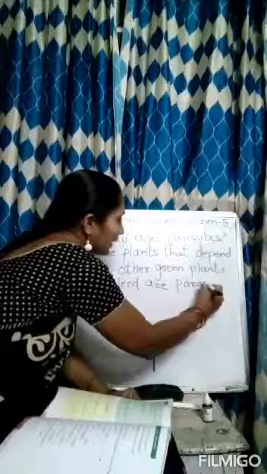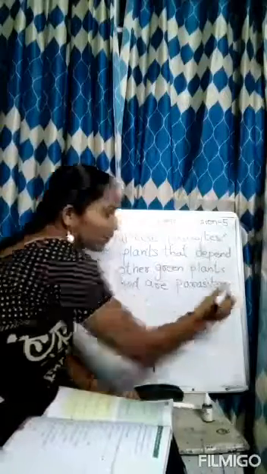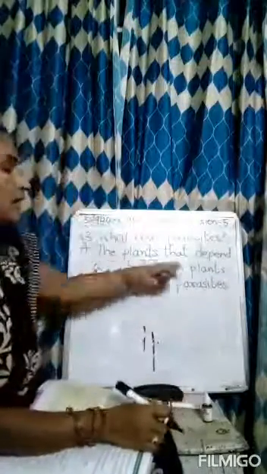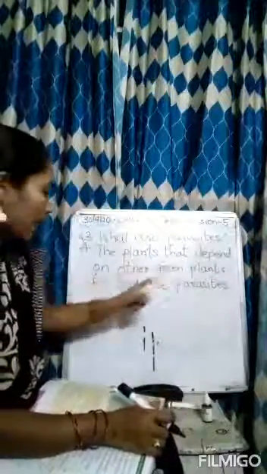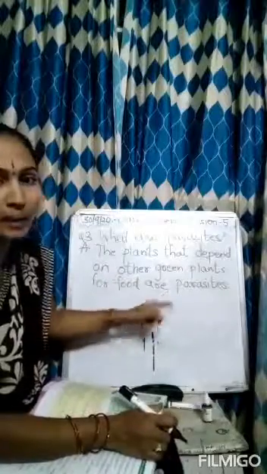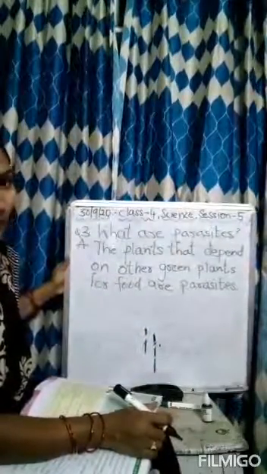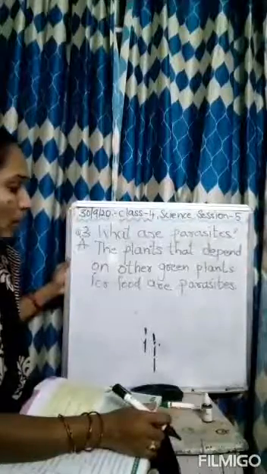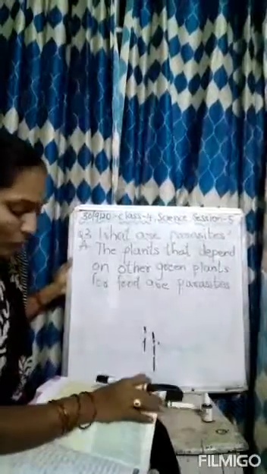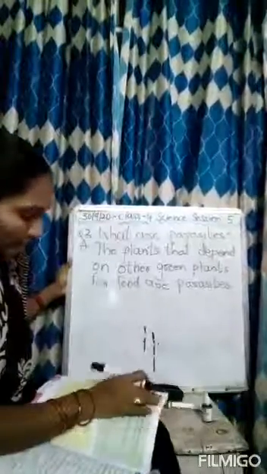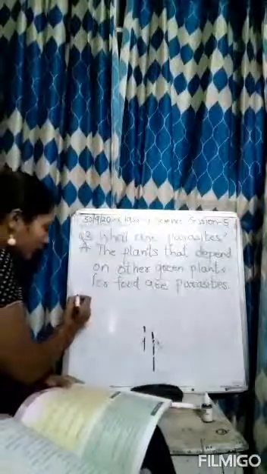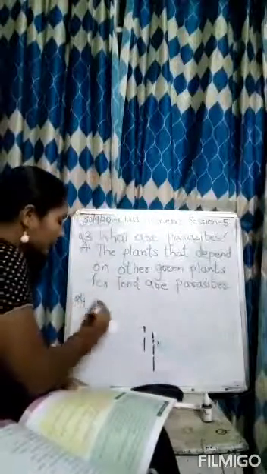What are parasites? The plants that depend on other green plants for food are parasites. I think it is very clear for you. Next question. What are insectivorous plants? Question number 4.